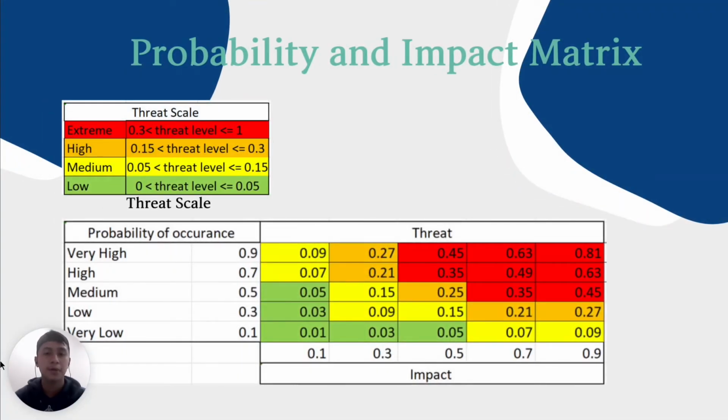Probability and impact matrix. We define the risk scale according to extreme, high, medium, and low levels. In terms of colors, we classify each level to make it easy for us to identify the threat of the risk from the table. Red is defined as extreme, orange is defined as high, yellow as medium, and green as low.